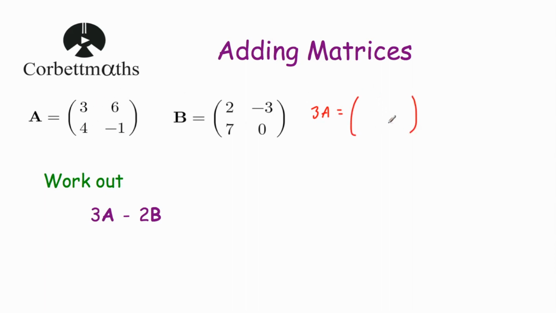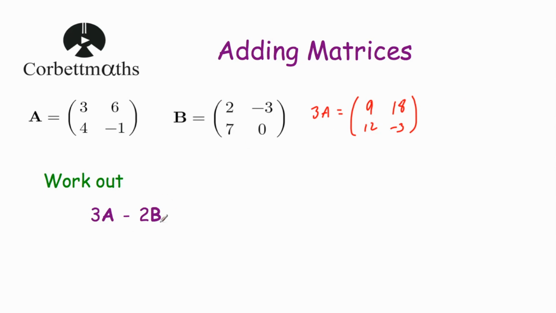When we do that, we're going to do 3 times 3, which is 9. We're going to do 6 times 3, which is 18. We're going to do 4 times 3, which is 12, and we're going to do negative 1 times 3, which would be negative 3. So if A is equal to 3, 6, 4, negative 1, 3A would be 9, 18, 12, negative 3. So that's what 3A is.